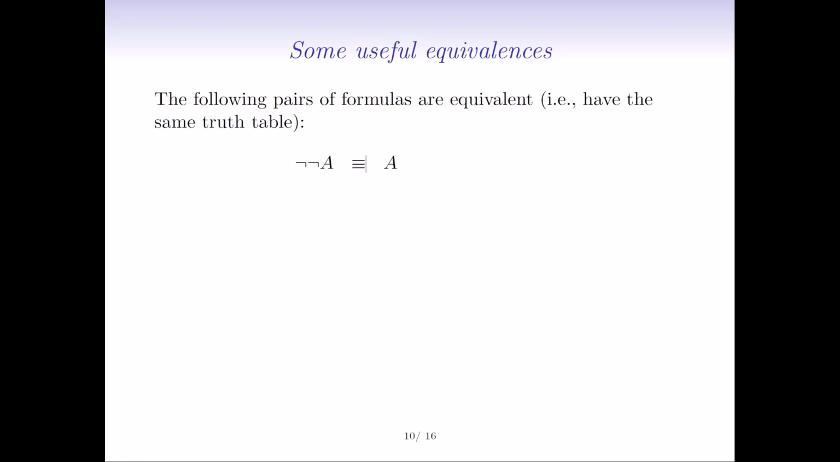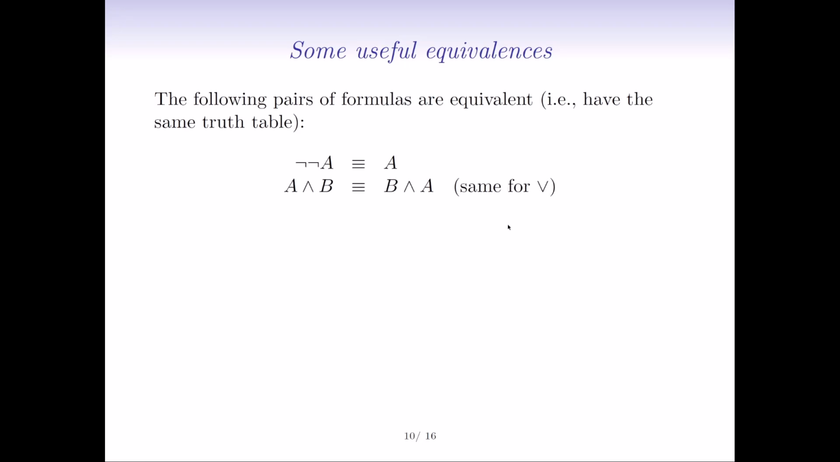So our first equivalence is that not not A is the same thing as A. And this is very easy to see. If you say it's not the case that it's not the case that A, well, that's really just the same thing as saying A. And of course, when you write down the truth table for negation, it just flips the truth values backwards and forwards. So if you flip it twice, then you get exactly the same thing again.